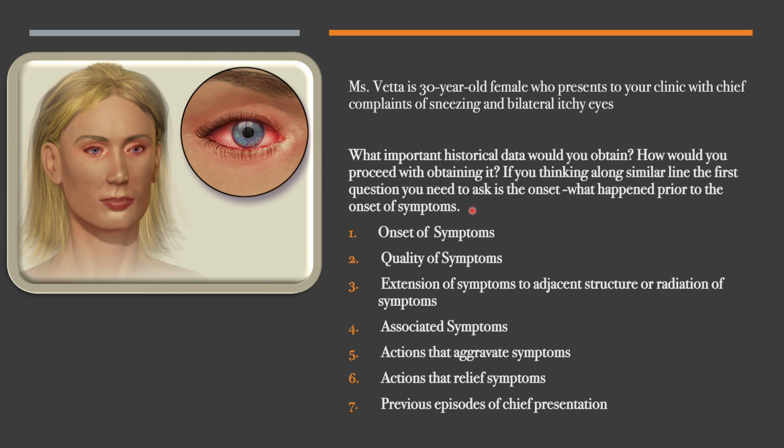These historical questions will include the following: 1, the onset of symptoms; 2, the quality of symptoms; 3, extension of symptoms to adjacent structures or radiation of symptoms; associated symptoms; actions that aggravate symptoms; actions that relieve symptoms; previous episodes of the chief presentation or the chief complaint.